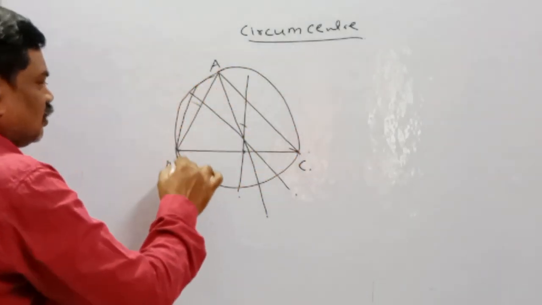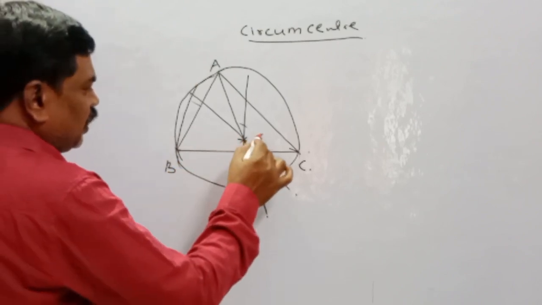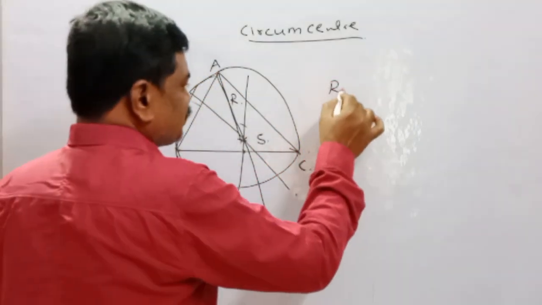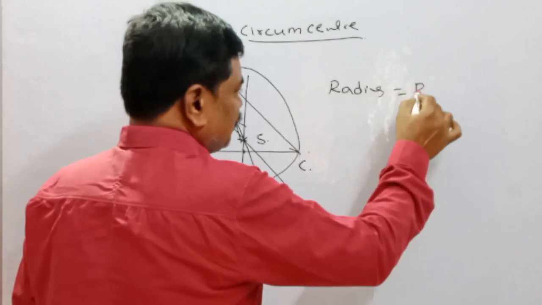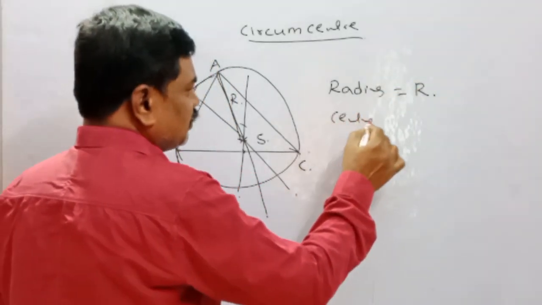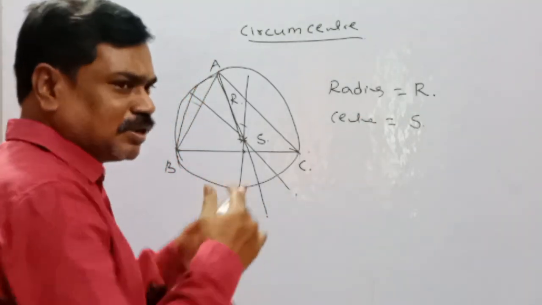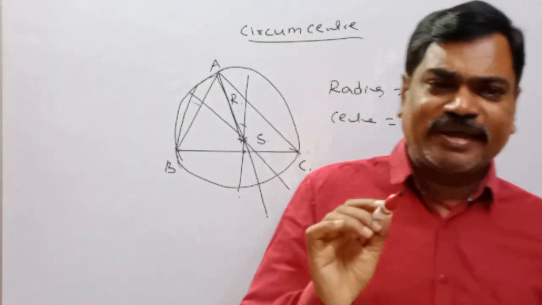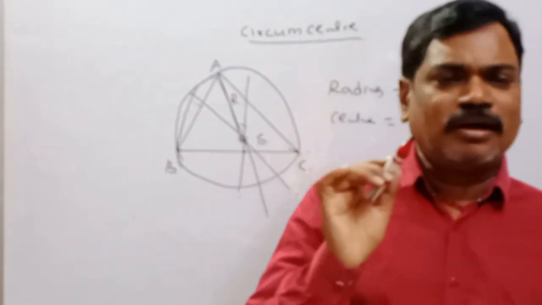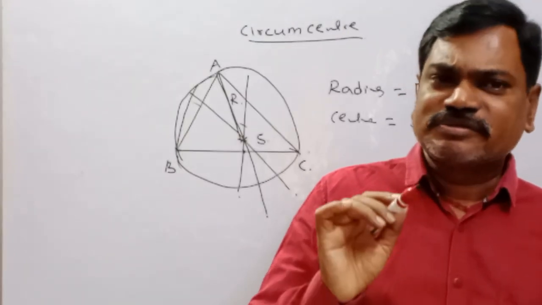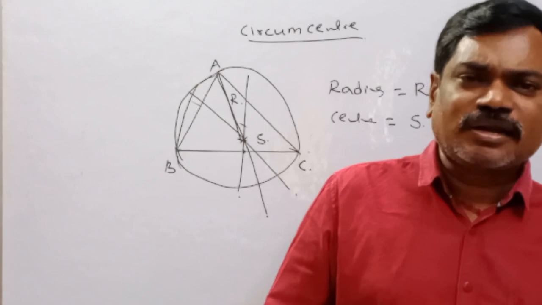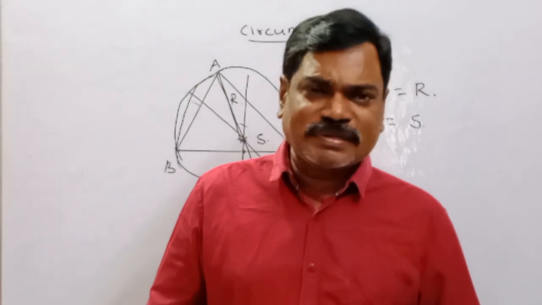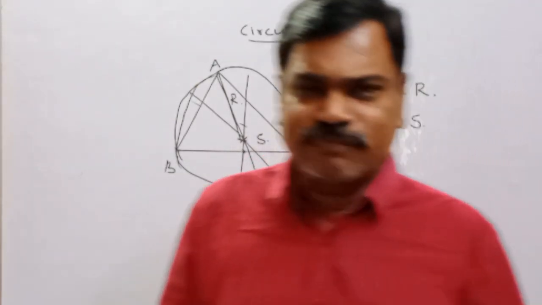The concurrency point is called the circumcenter and is represented by S, and the radius is represented by capital R. So the perpendicular bisectors of the sides are concurrent, and the concurrency point is called the circumcenter of a triangle. The circumcenter of a triangle is represented by S, and the circumradius is represented by capital R. Okay, all of you. That's all.